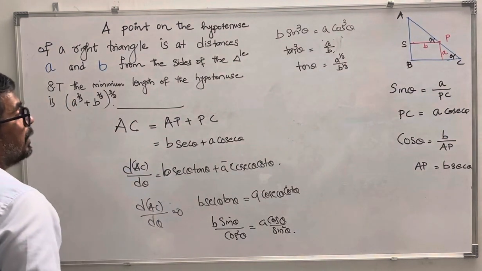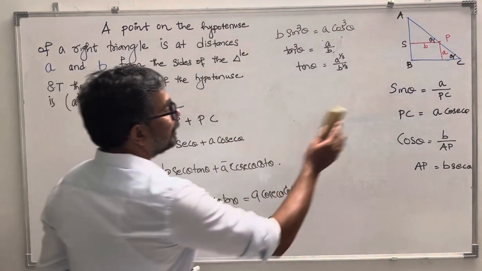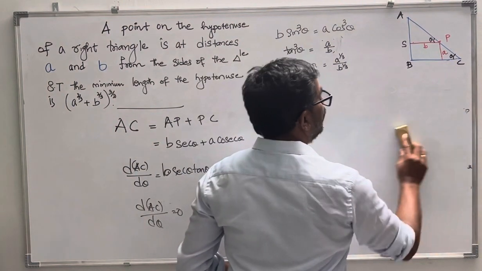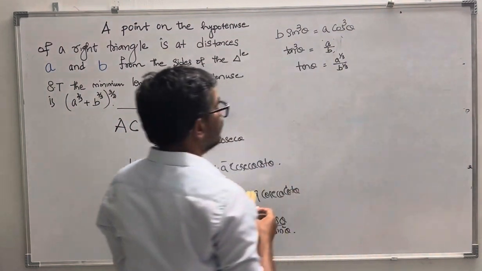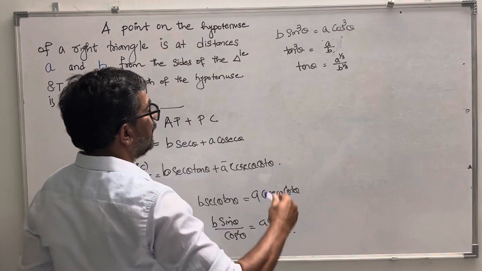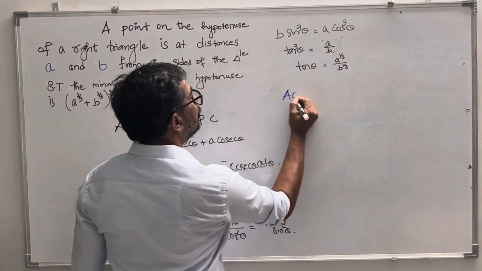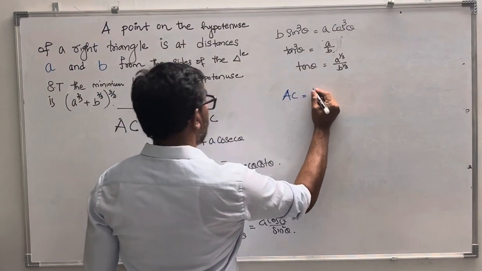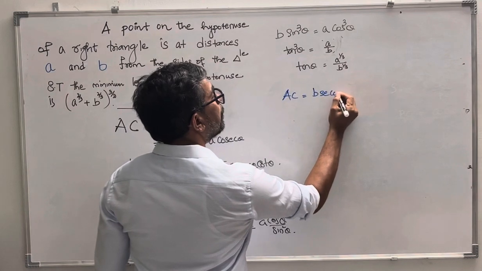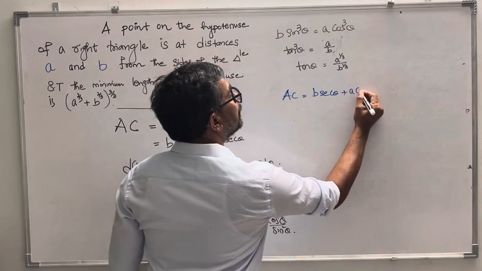So what I do right now is let me erase this part. This I don't want anymore. What I do is I will write here AC, the hypotenuse. AC is equal to what? B sec theta plus A cosec theta.